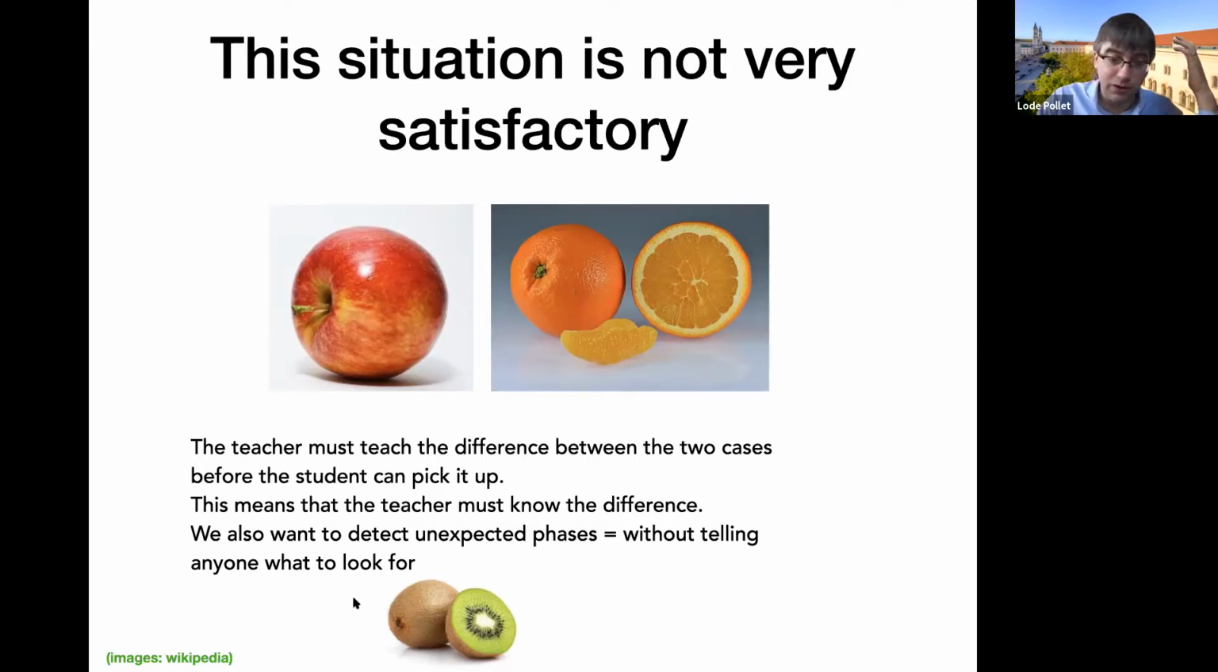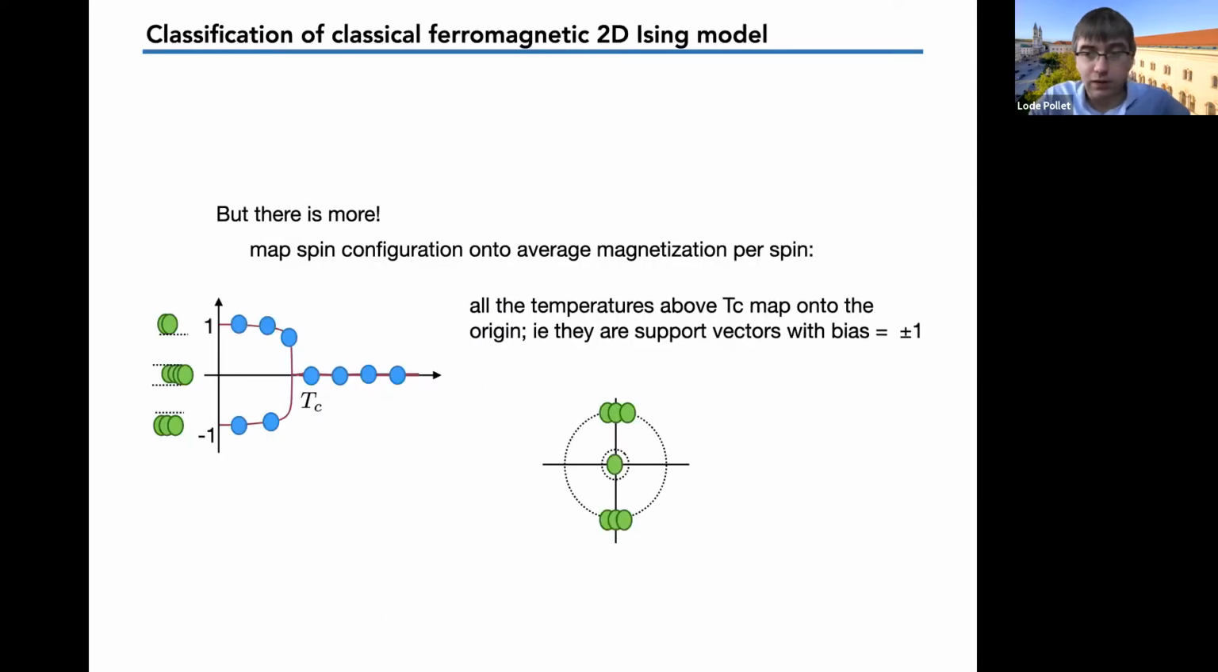So in other words, if you encounter a kiwi, you would like to see that this is different from that and pick up the properties of a kiwi. And I claim that this will be possible. So how is it possible?